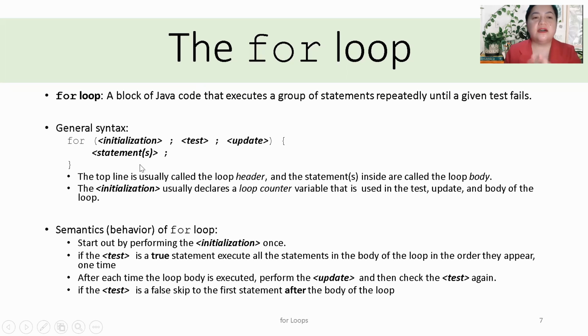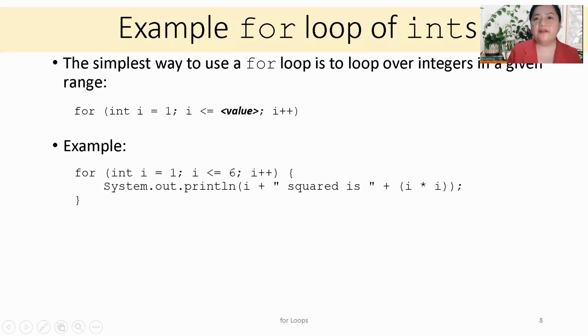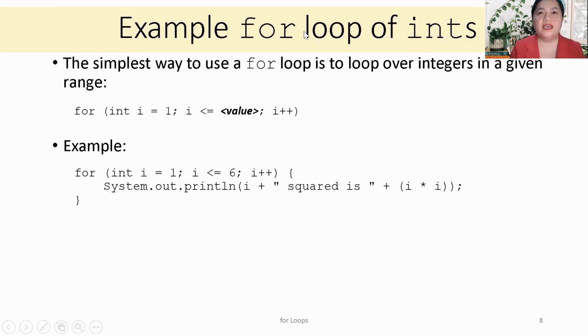So again, the behavior is: initialization will be read once, it will evaluate the condition, perform the statement, update, and check the condition again. If it is false, then it will exit the loop. Example: so we have an example of a loop with an integer data type.